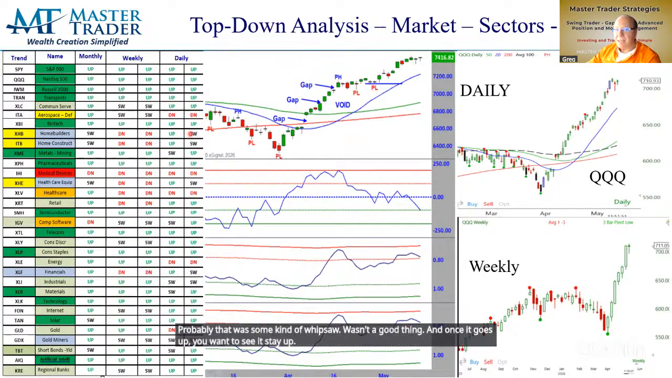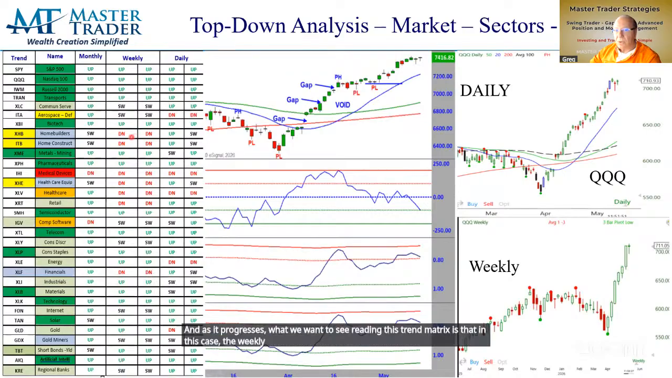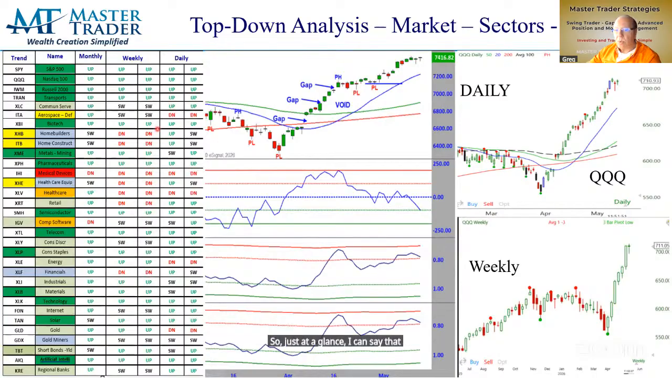And as it progresses, what we want to see reading this trend matrix is that in this case, the weekly eventually goes from down to sideways. So just at a glance, I can say that this is beginning to improve. Your healthcare equipment, similarly, down, right? Changed to sideways. This was 2 weeks ago. Medical devices, you don't want to go there. That's in a downtrend in all time frames.